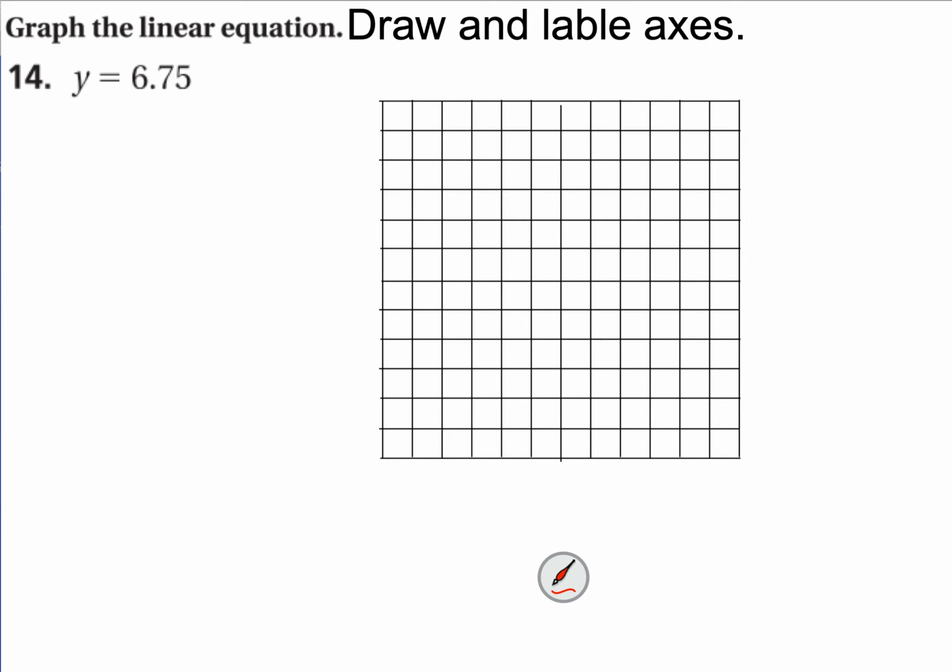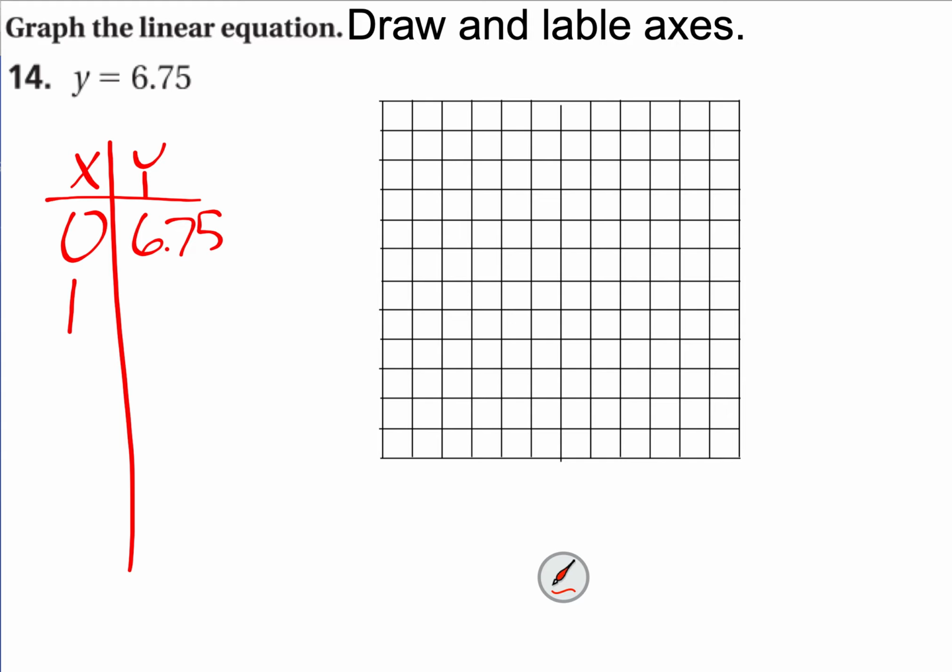Okay, if y equals a number, let's do a t-chart here, a table. If we pick an x, let's try 0. If we plug in 0, y equals 6.75. Let's try 1. If we plug in 1 for x, we get y equals 6.75. In fact, no matter what we put in for x, we're always going to get y equals 6.75 because it doesn't depend on what x is.